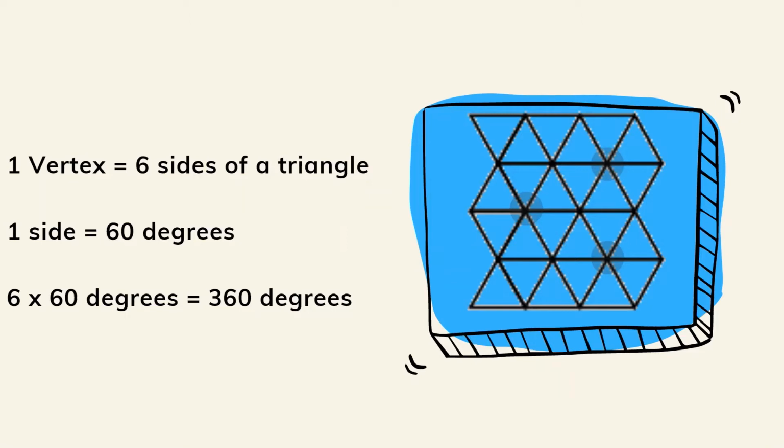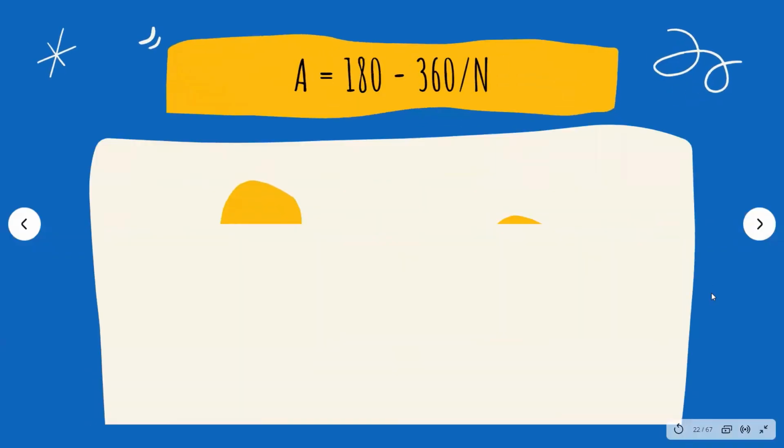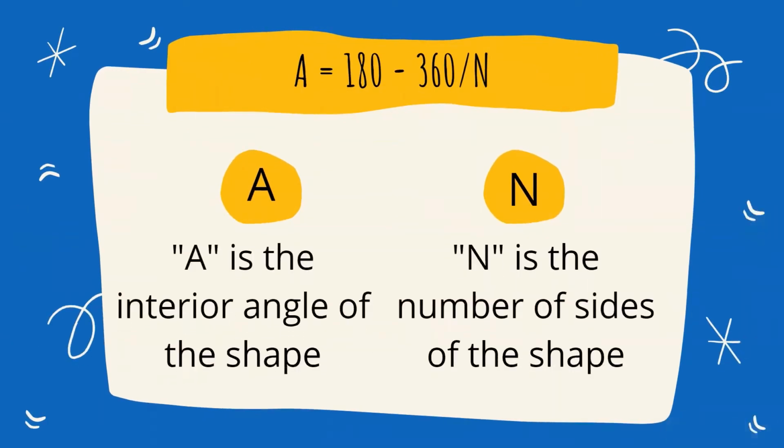If you are unsure about the interior angles of a given polygon, use this formula to help you find the interior angle. A equals 180 minus 360 over n, where A is the interior angle of the shape, and n is the number of sides of the shape.